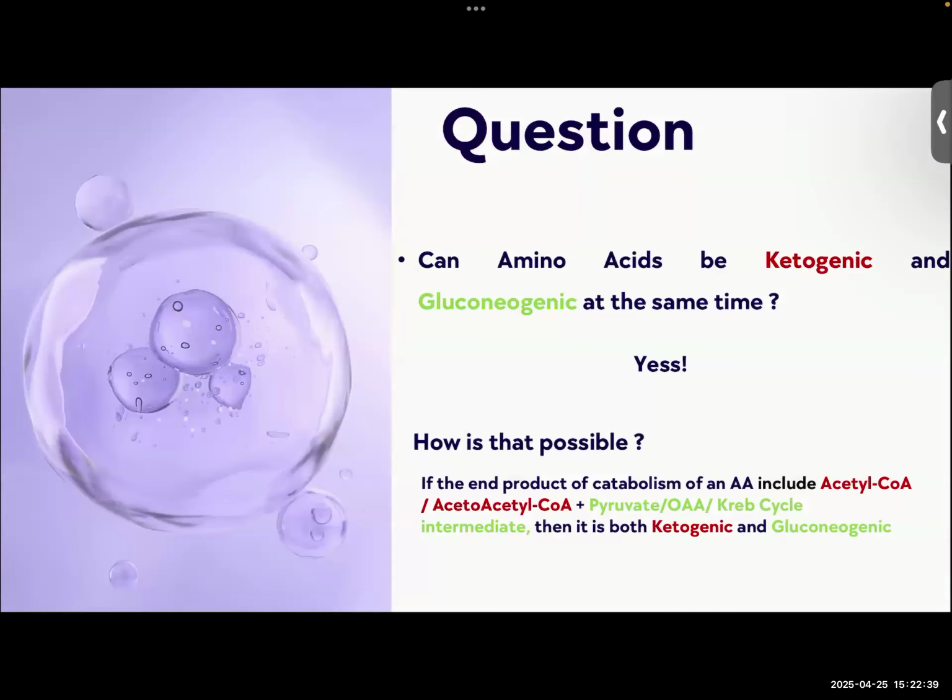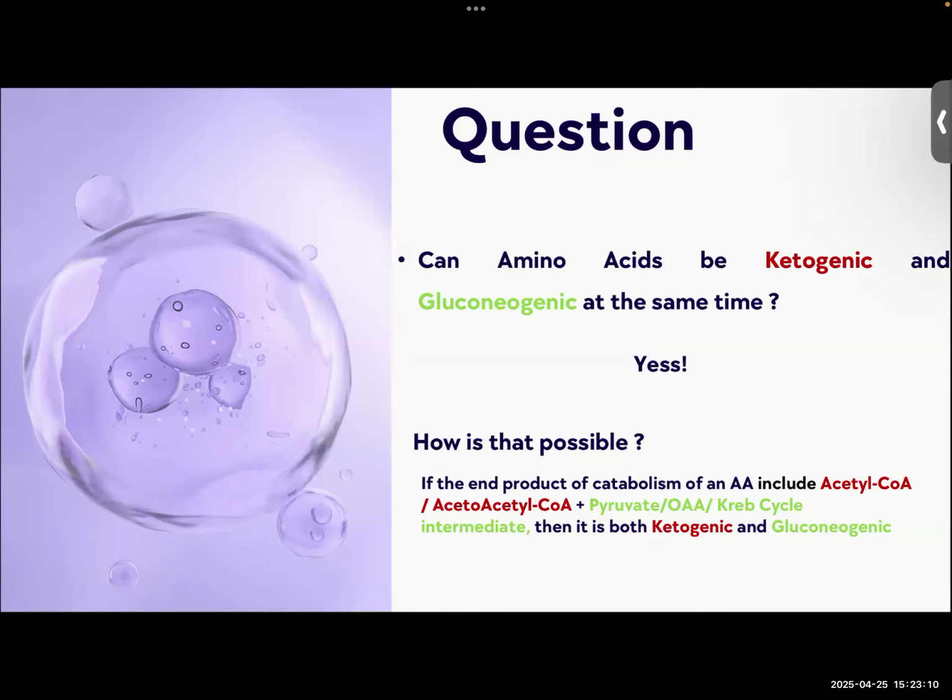Now, I have a question for you guys. Can amino acids be ketogenic and gluconeogenic at the same time? The answer to that question is yes. And the reasoning is because if you have the carbon skeleton of an amino acid, and that carbon skeleton is broken down, it is possible for the breakdown products to include a ketogenic breakdown product and a gluconeogenic breakdown product at the same time.